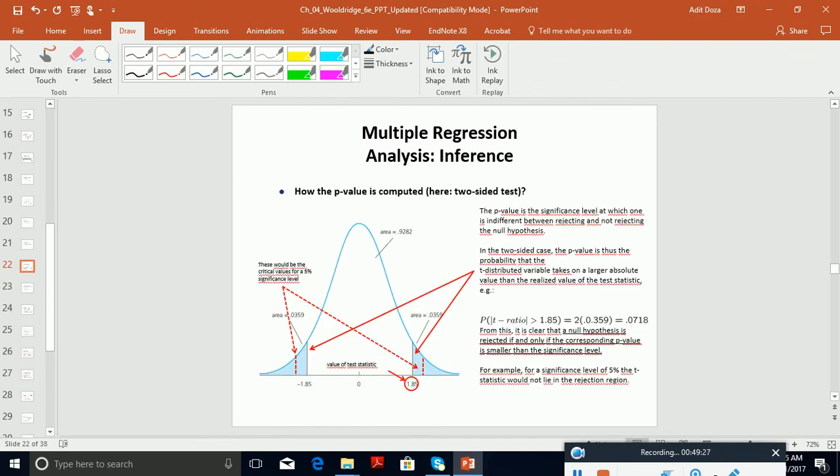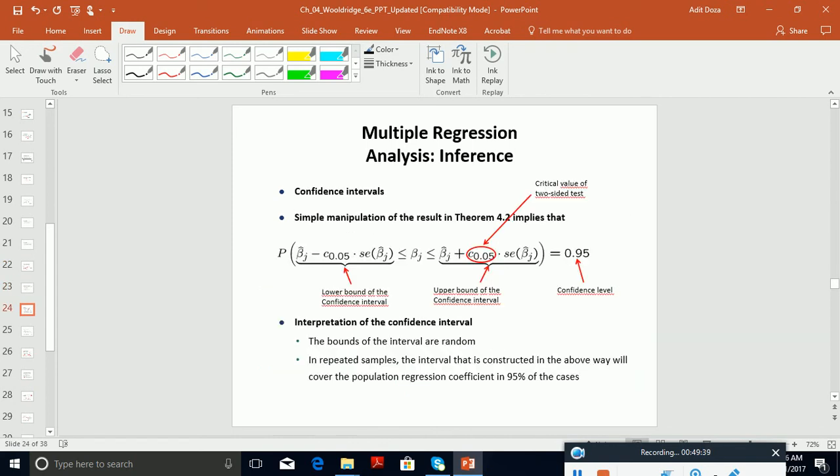Computing p-values is similar to how you compute the p-values for a simple regression. If you have the t-values, you can go to the t distribution and find the p-values. The confidence interval, yeah, maybe one question.